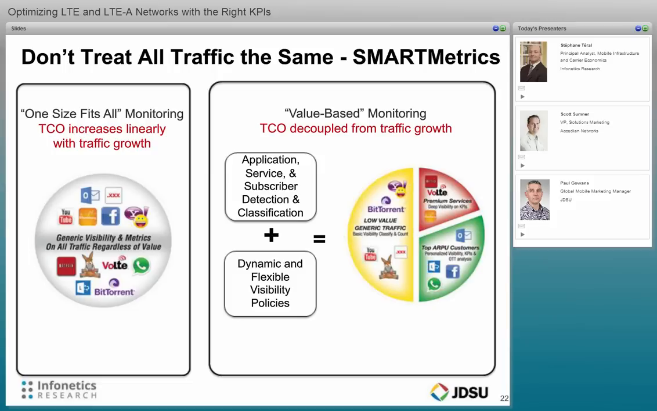And an example of this as well is what I would call SMARTMetrics, which is really not treating all traffic the same. So again, we would have built KPIs and measurements all the same for every service and for every subscriber. Now we have to look to more value-based monitoring. And this now allows us to do that decoupling of the total cost of ownership of a system to deliver those KPIs against the traffic growth.